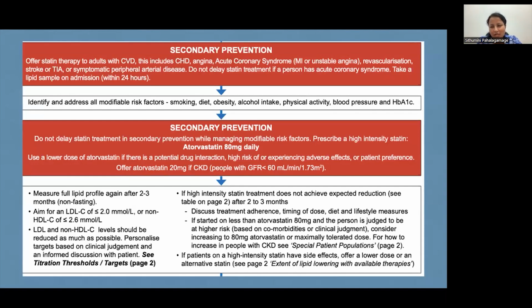See whether your target is achieved after 2 to 3 months. This is a must and we tend to miss this a lot. Even after an MI, you are supposed to recheck their lipid profile and make the necessary changes, and see whether we have achieved our targets. That's very important and that's something that we tend to miss.